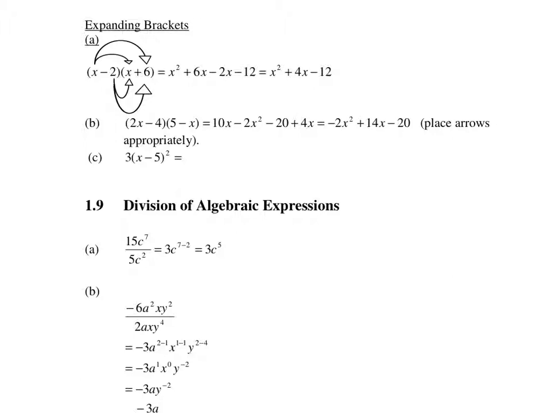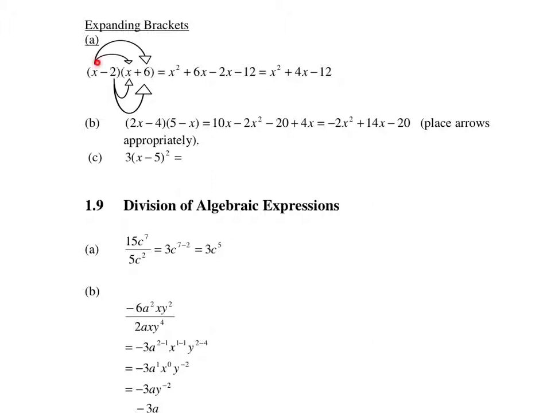On the next page we are looking at expanding double brackets. So instead of just a single coefficient outside of a bracket, we have another bracket. So in brackets x minus 2 multiplied by x plus 6. In that case, every term inside the first bracket must be multiplied by every term inside the second bracket.